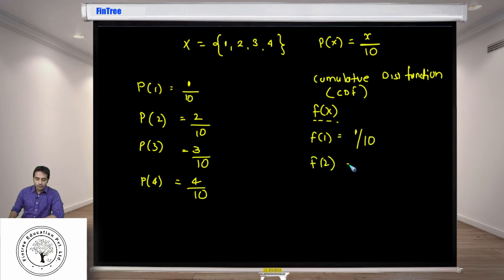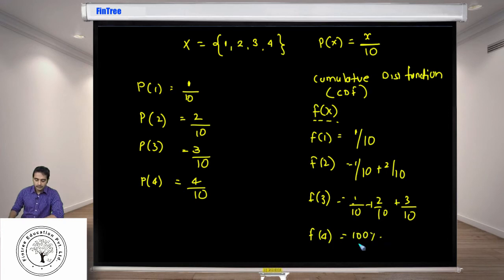F of 2 would be 1 by 10 plus 2 by 10. F of 3 would be 1 by 10 plus 2 by 10 plus 3 by 10, and then f of 4 here would be 100%. Let me be more explicit: 1 by 10 plus 2 by 10 plus 3 by 10 plus 4 by 10.